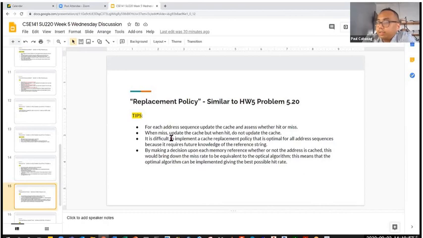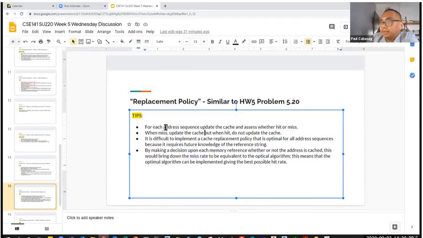And there's also one question. It was tough to find this one, but when you're making a decision about your memory reference, how it affects your miss rate is that it would bring down the miss rate. It's going to reduce it. So it's equivalent to the optimal algorithm. And those are just some things for the replacement policy. I would just create a table again and then update each one of these.